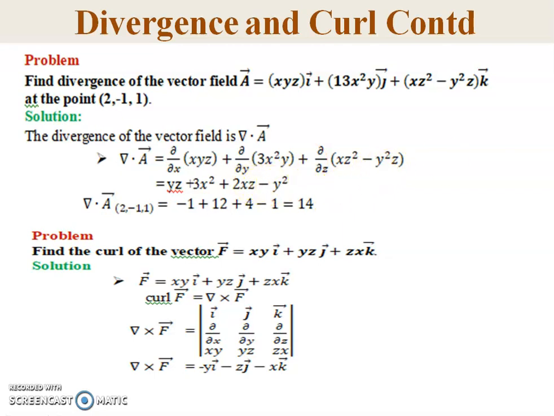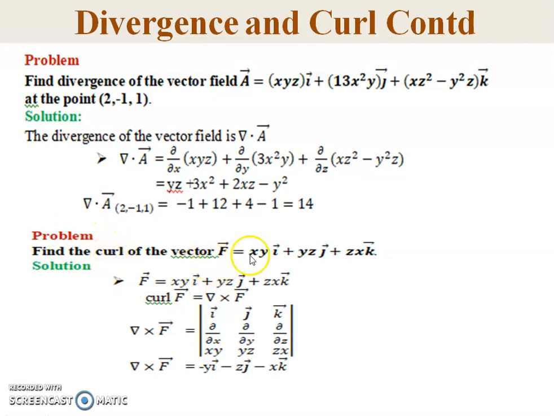Okay. Right. Now substitute the point here, (2, -1, 1). We put the point here. After simplification, we get this result. If we differentiate this with respect to z, we get minus x. That's correct. Now next problem.